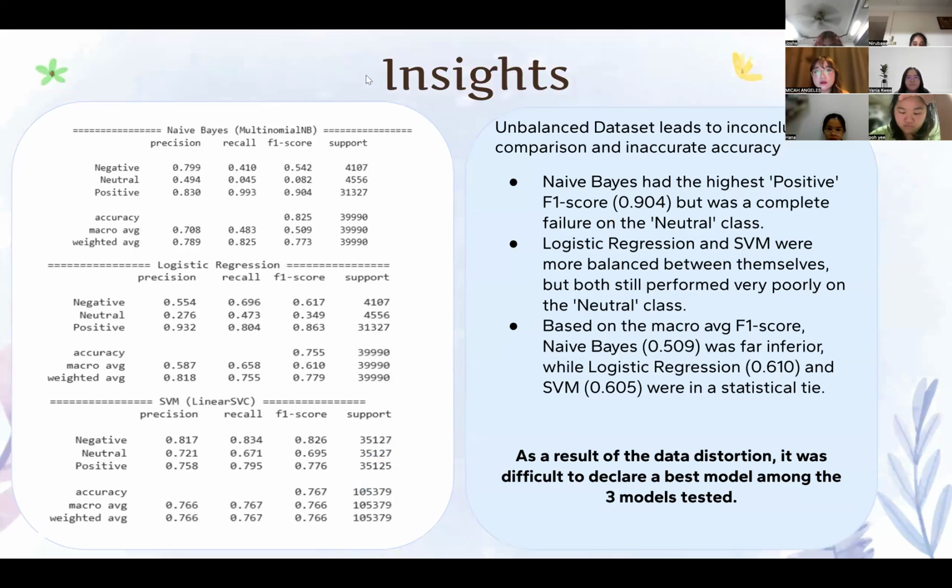When we first trained our models using only the Google review dataset, we realized that the data was highly imbalanced. Most of the reviews were positive, which caused the classifiers to become biased and led to inconclusive comparisons. For example, Naive Bayes achieved the highest positive F1 score, but completely failed to identify neutral reviews accurately. Logistic regression and SVM performed more evenly overall, but they also struggled with the neutral class. Because of the dataset imbalance, these results weren't fully reliable, and it was difficult to determine a clear best classifier.